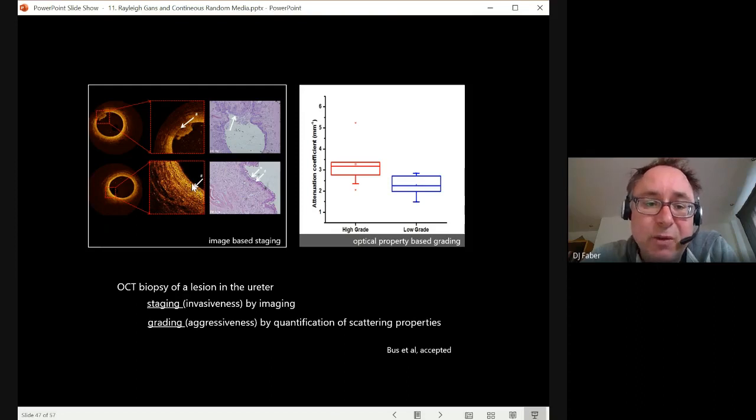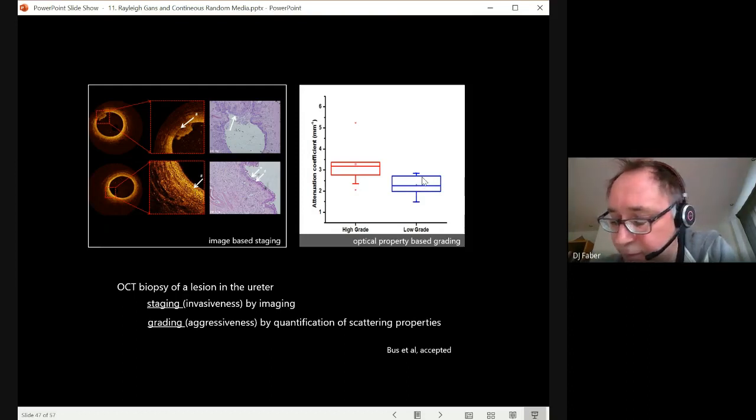So what you're basically doing is you measure how fast the signal decays as you look deeper. A faster decay, just like in Lambert-Beer's law, means a higher attenuation coefficient, and a slower decay, a lower attenuation coefficient. And in this case, it was found that a high-grade tumor, so the more aggressive tumors, also had a higher attenuation coefficient, and that the lower-grade tumors had a lower attenuation coefficient.